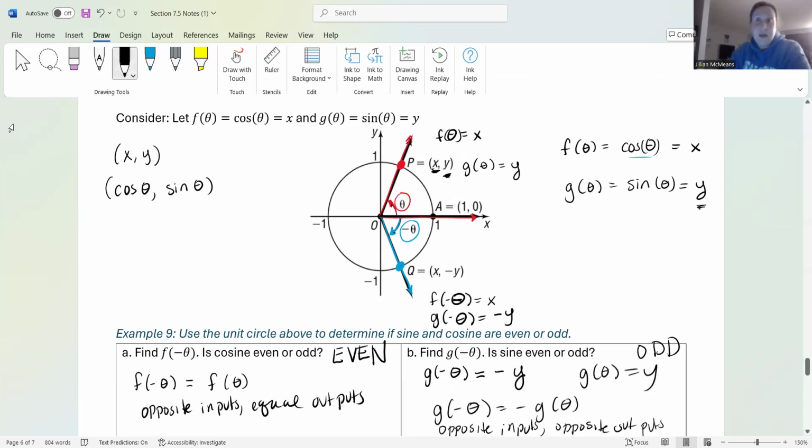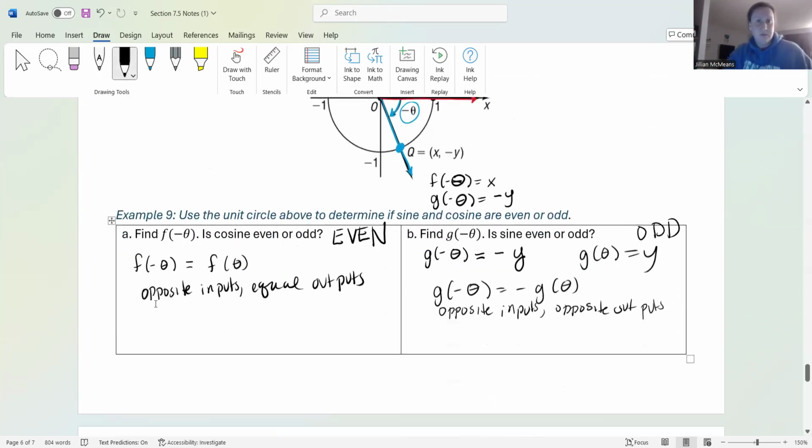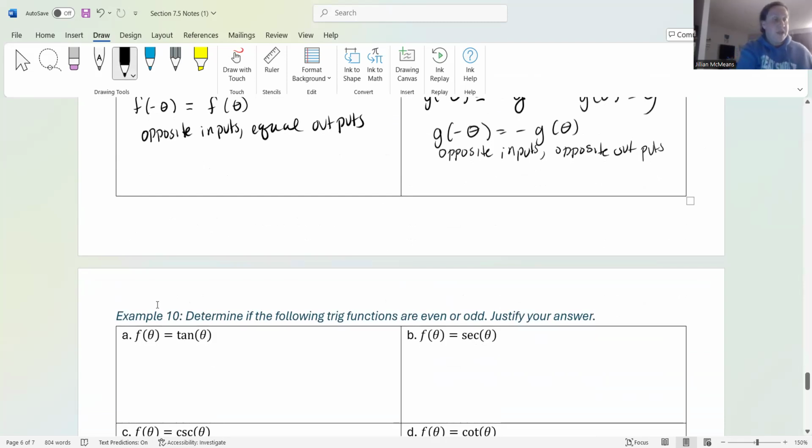That's what we're actually going to do in example 10. In example 10, we're going to look at the remaining four trig functions. We're going to use identities to determine if they're even or odd.